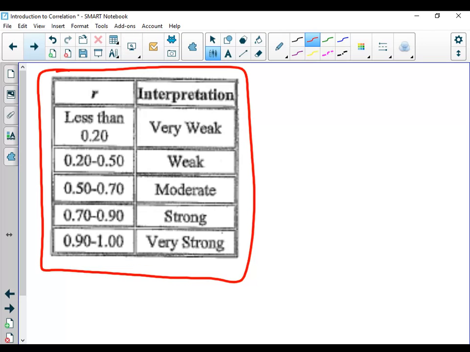What about negative 0.15? Well, obviously negative. What's the strength? Very weak. Okay. So not too bad to use the table to make the decision.